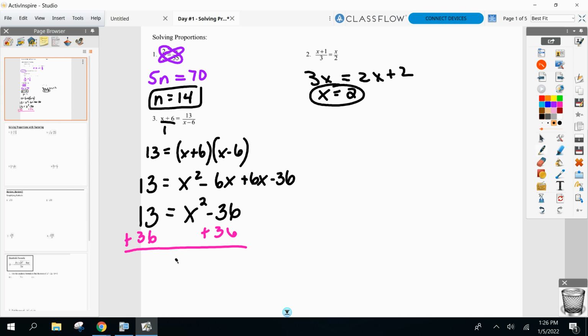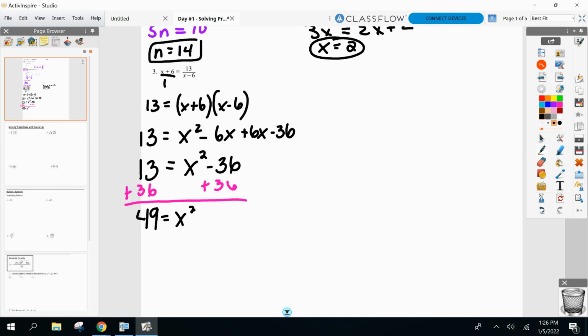I get x squared equals 49. Now, I know you know what to do next because we've done Pythagorean theorem galore this year. And this is usually the last step on Pythagorean theorem. So what do I need to do on both sides? Square root both sides. So what makes this proportion true? X equals 7.